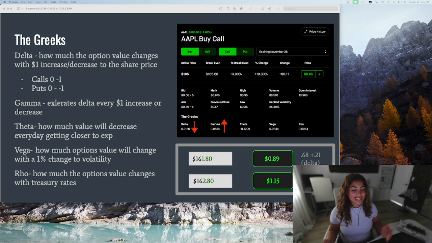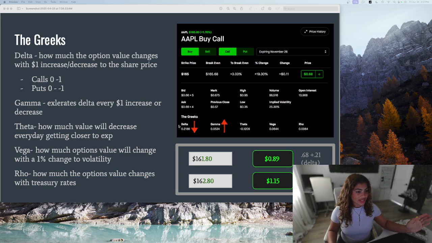Anyways, the delta is how much the option's value will change with a $1 increase or decrease to the share price. So for calls, it's going to be 0 to 1 and puts 0 to -1. For instance, we are looking at an Apple 165 call. The Apple share price is at $160.80. If Apple were to go up $1, the delta would add 21 cents to the contract, okay? Because the delta is 21.8, almost 22.